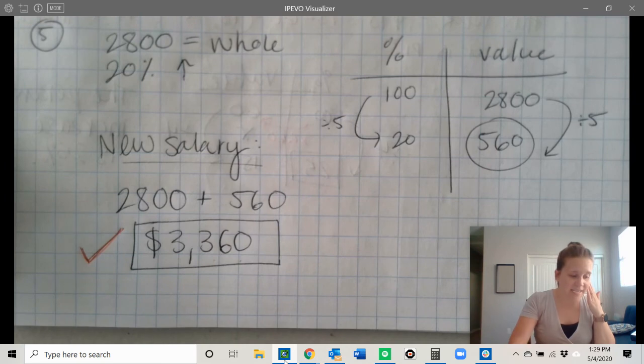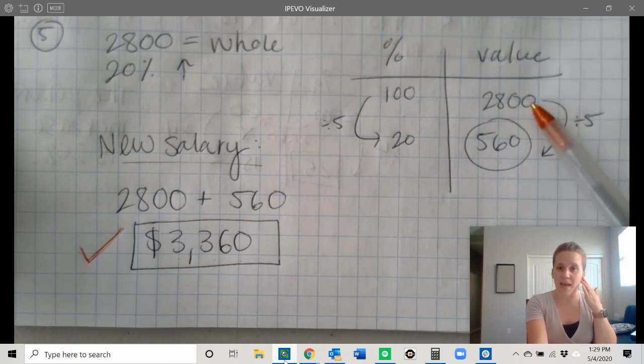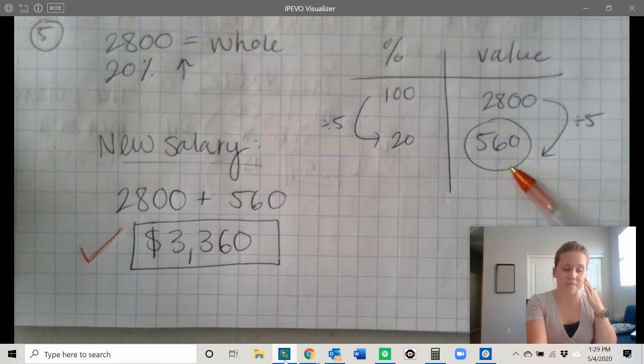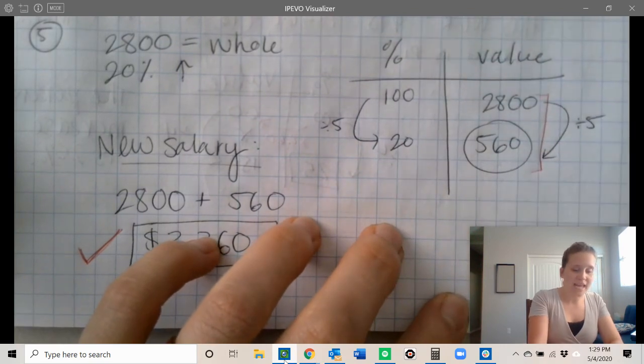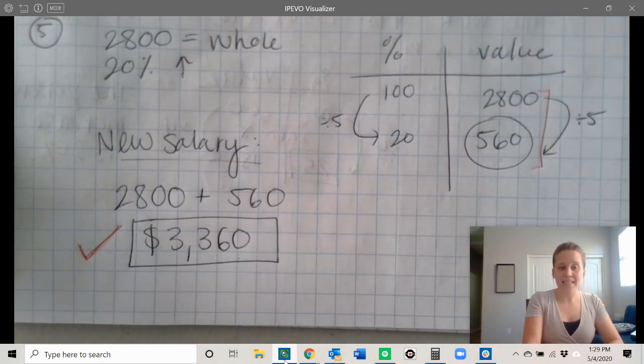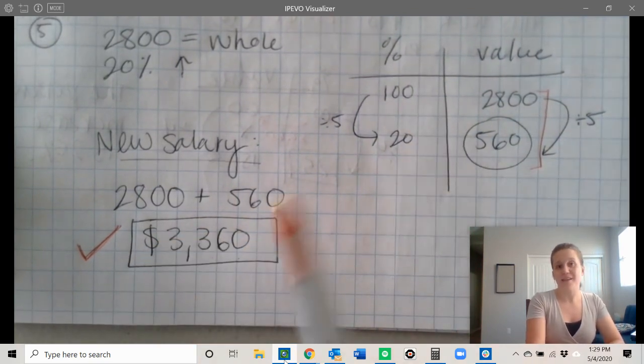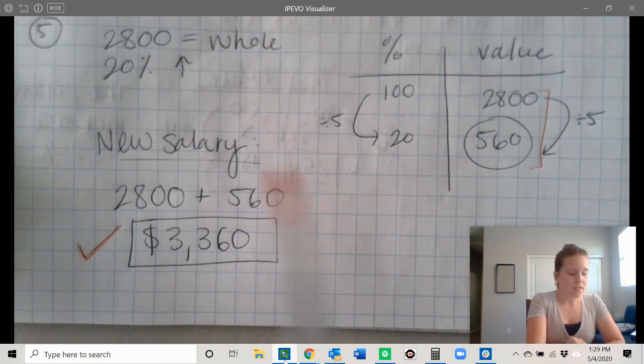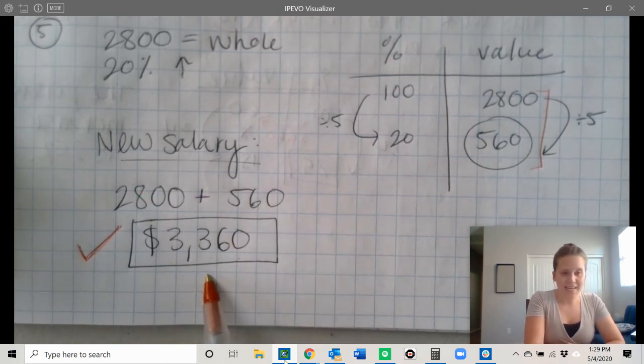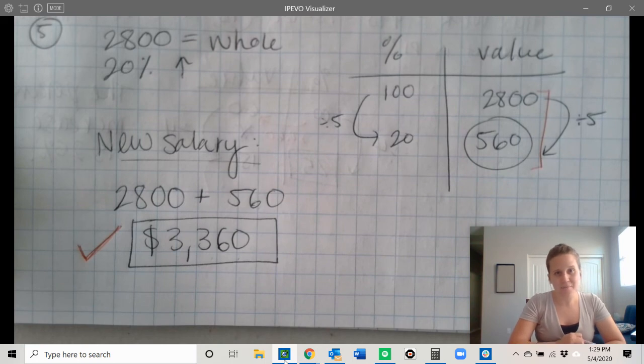Instead, what I have to realize is I need to add her old pay plus her increase. Okay, I'm going to add these two together. Her new pay is actually 120% of her original pay. So that's where my addition happened, and I got $3,360. Pause here to update your paper.